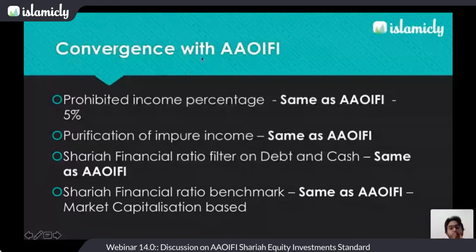Convergence means the similarities, or how the AAOIFI criteria and Islamically criteria are similar. Both of these talk about the prohibited income. So the prohibited income percentage is the same as AAOIFI, which is 5%. AAOIFI tells prohibited income should be less than 5%. Islamically also has prohibited income less than 5%. AAOIFI talks about purification of impure income. Islamically also talks about purification of impure income. Now, the Sharia financial ratio filter on debt and cash is the same as AAOIFI. AAOIFI tells that we should apply a threshold on interest-bearing debt and interest-bearing cash. Islamically also applies the threshold on interest-bearing cash as well as on interest-bearing debt. Both AAOIFI and Islamically have the same benchmark, which is the market capitalization. So prohibited income 5%, same as AAOIFI.